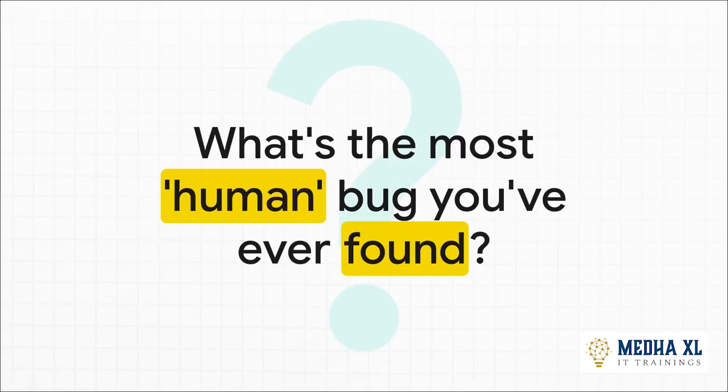So I want to leave you with a question to chew on. Doesn't matter if you're a tester, a developer, or just someone who uses apps every day. What's the most human bug you've ever stumbled upon? I'm willing to bet it was the kind of problem that no script could have ever predicted, but a curious person found, probably by accident.